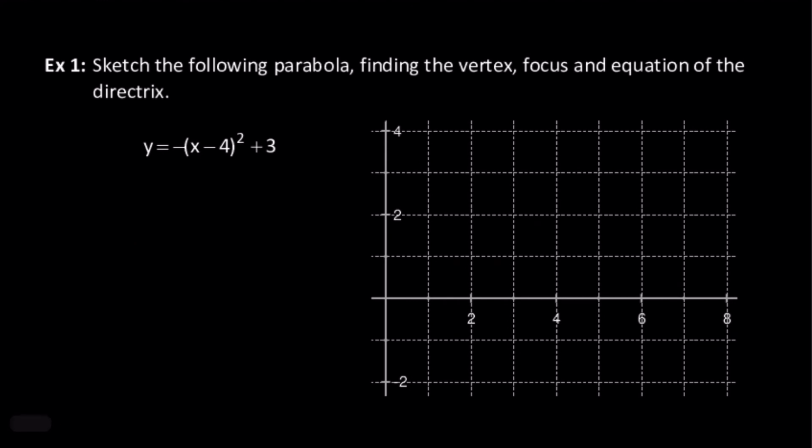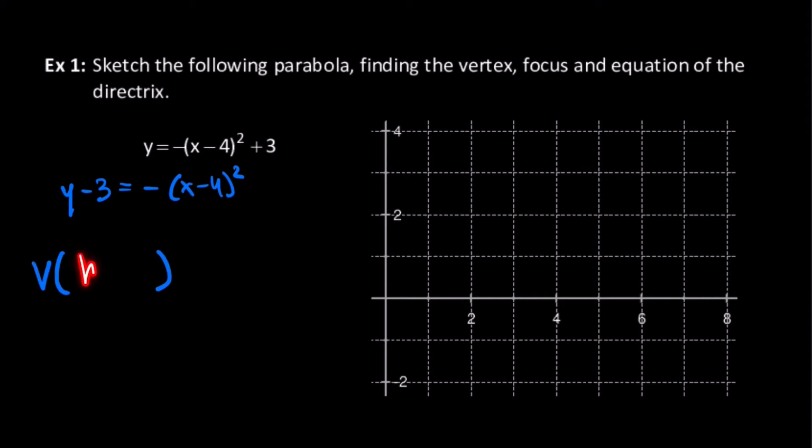It says sketch the following parabola, finding the vertex, focus, and equation of the directrix. Now, some of you can work with this standard form. One of the things that I recommend, you don't have to do this, but I like to get this number over on the left side of the equation. You'll see why in a second. It makes it consistent with what we've done so far with circles and ellipses. So I would write this as y minus 3 equals negative x minus 4 squared. I would do that first because that helps me get the vertex.